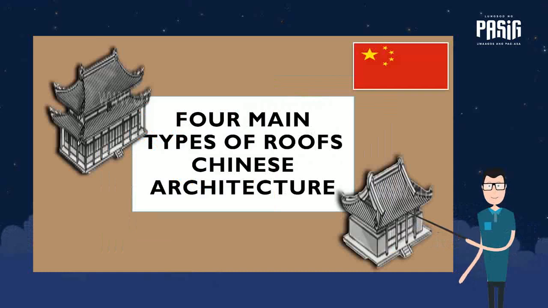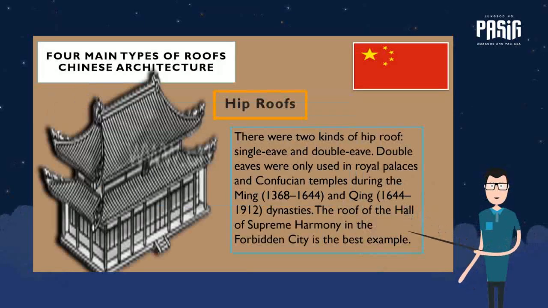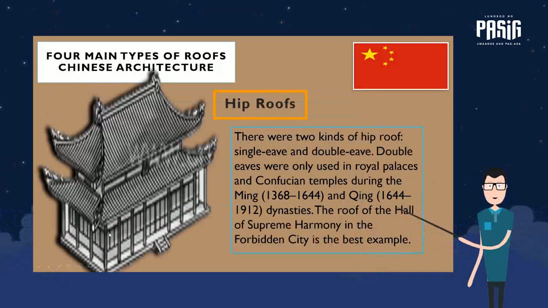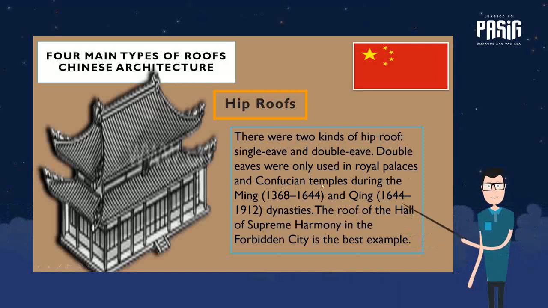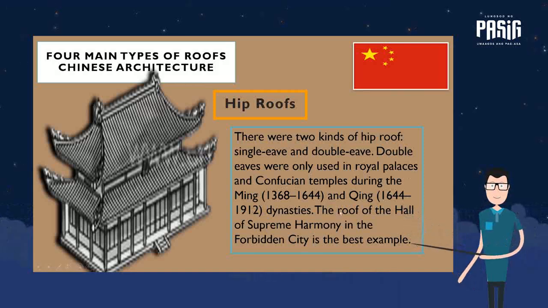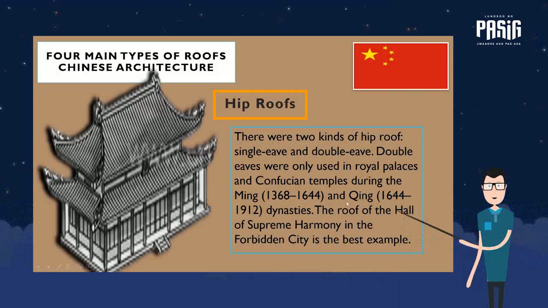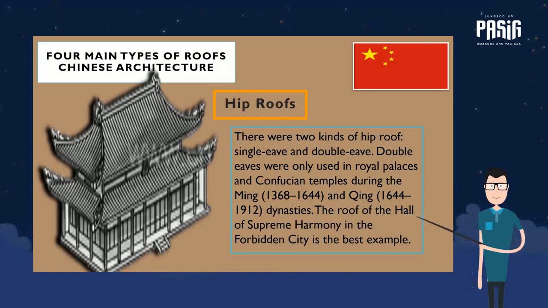Let's discuss four main types of roofs in Chinese architecture. Let's have hip roofs. There are two kinds of hip roof: single eave and double eave. Here's an example of double eave. These are usually used in royal palaces, and usually visible in Confucian temples, in the Ming Dynasty and Qing Dynasty. The roof of the Hall of Supreme Harmony in the Forbidden City is the best example.